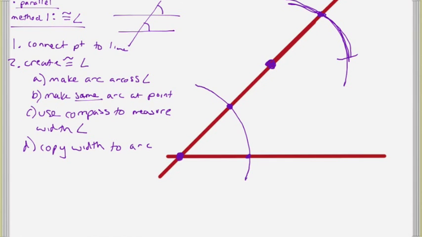So compass point at one side of the angle and compass pencil at the other will tell me how wide that angle is. Then I'm going to bring that width up to the top arc and measure out that same width. Anywhere we get an intersection is a good place to put a point. So then our final step is to connect X to the point.